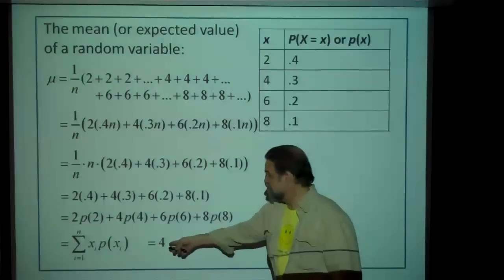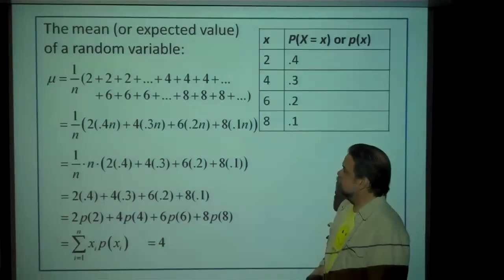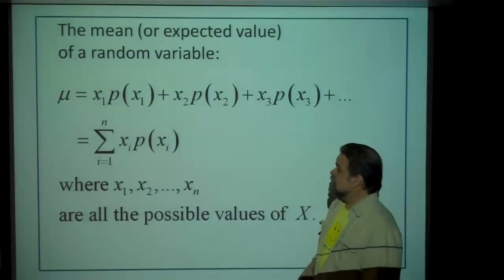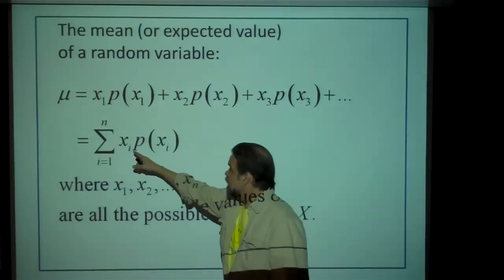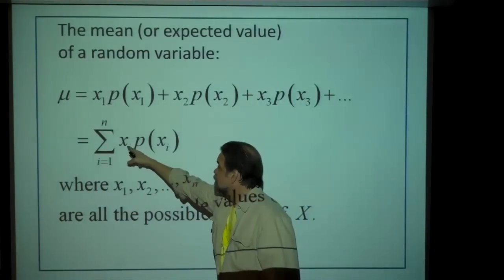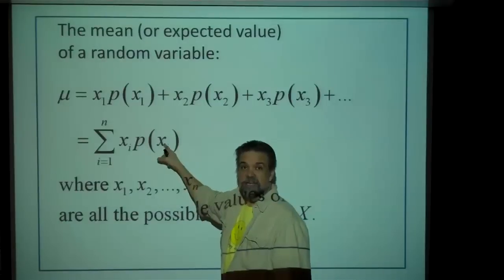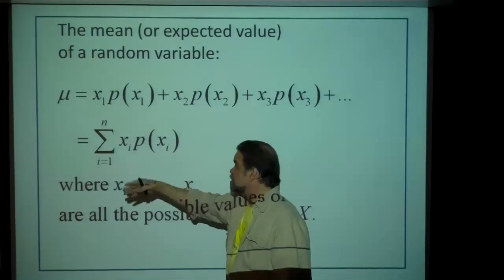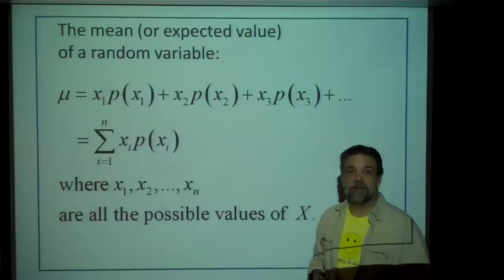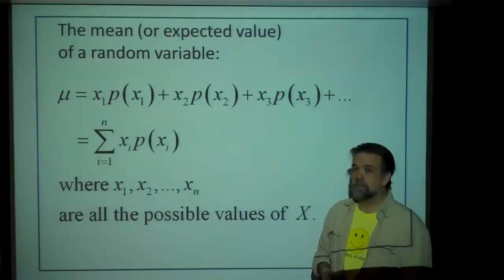That's how you calculate the mean of a random variable. And in this case, it happens to be 4, okay? So, again, how do you calculate the mean of a random variable? You take every possible value that the random variable might take, multiply that value times the probability of it occurring, and then just sum them all up. And that's the mean or expected value of a random variable, okay?